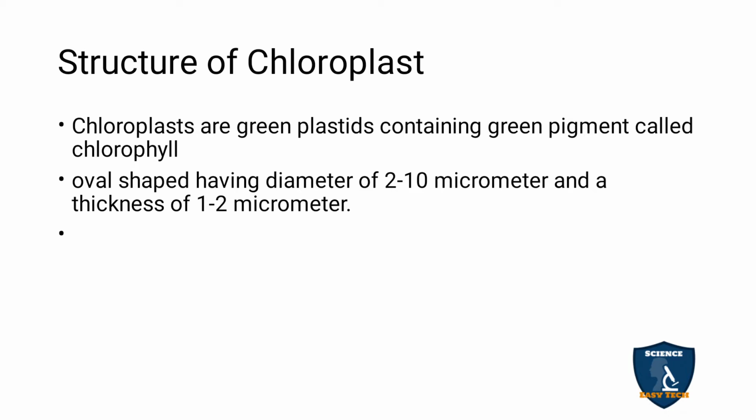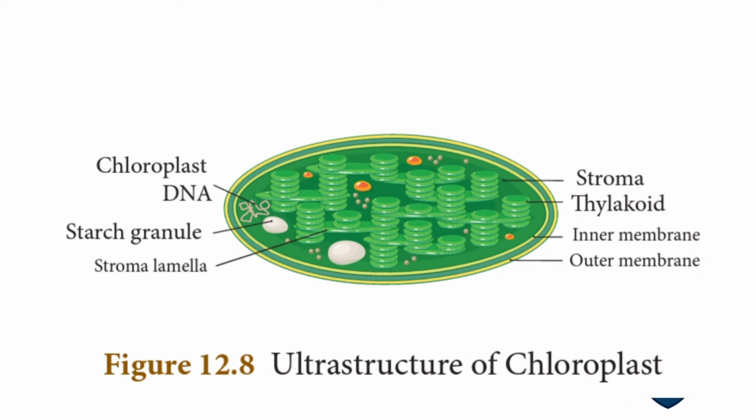Chloroplasts are green plastids containing the green pigment called chlorophyll. The chloroplast contains chlorophyll and it is responsible for the green color in the leaves and the younger parts of the stem. The shape of the chloroplast is oval, with a diameter of 2 to 10 micrometer and a thickness of 1 to 2 micrometer. So you can see the oval shaped structure.